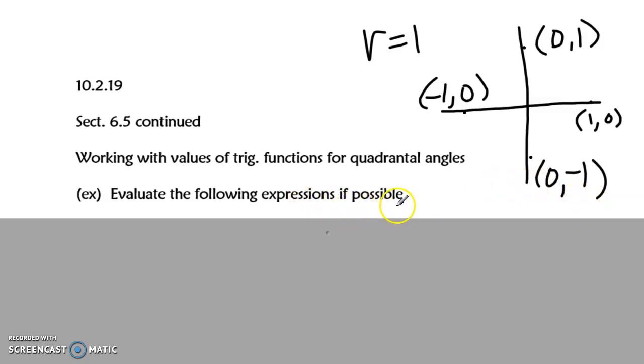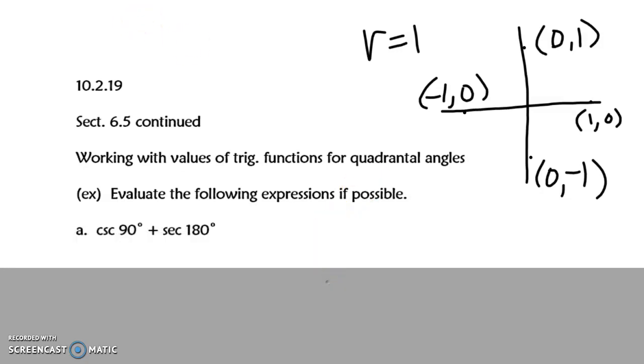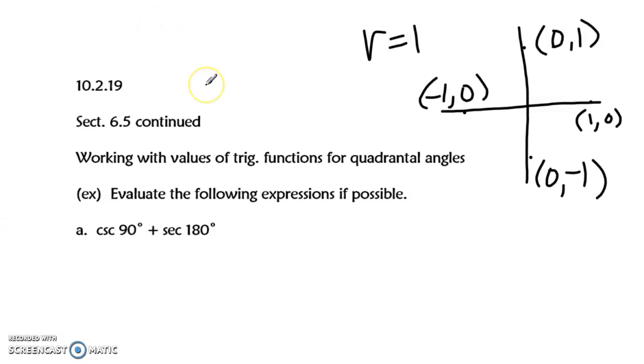So we will not be able to evaluate it if at some point one of our trig functions is undefined. And that could happen with tangent if we're dividing by 0, or any other time we're dividing by 0. Okay, so let's try to evaluate this expression. Cosecant of 90 degrees plus the secant of 180 degrees.